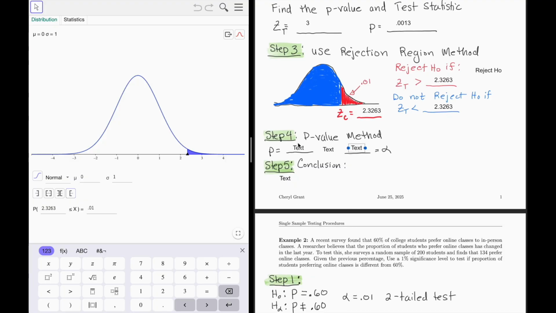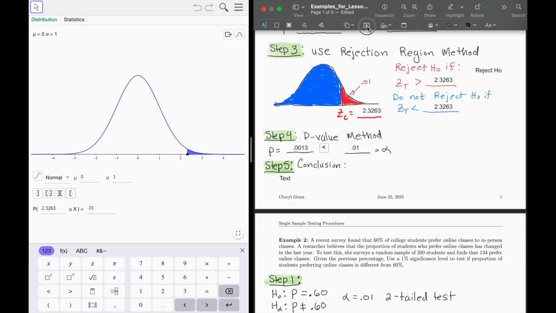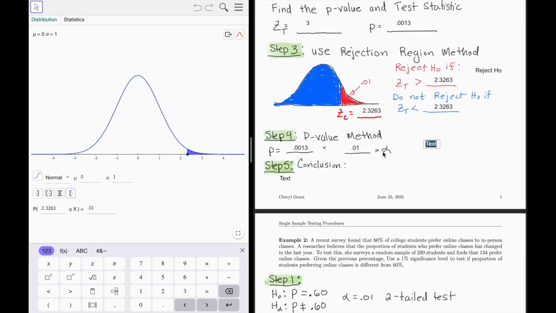Now for step 4, we're going to use the p-value method. Our alpha level is 0.01, so I'm going to put that in there. My p-value is 0.0013. Now when I compare the two, 0.0013 is less than 0.01. So again, since p is less than alpha, we're going to say reject the null hypothesis.